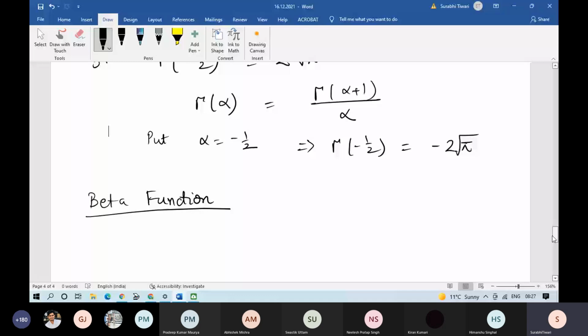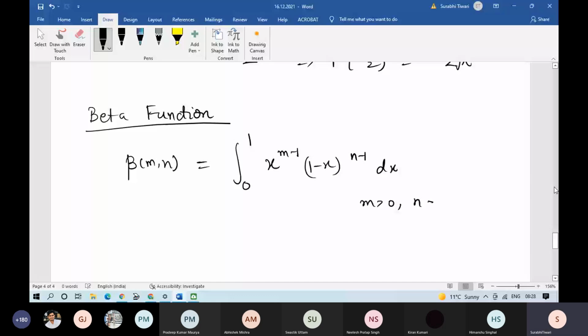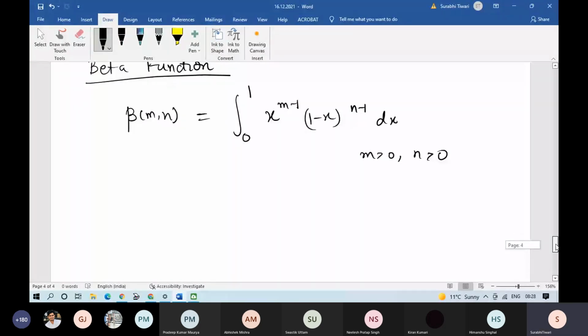Now coming to the beta function. Now what is a beta function? Beta function we write in the form of beta m,n is equal to integral 0 to 1 x to the power of m minus 1, 1 minus x to the power n minus 1 dx, where m is positive, n is positive. Now this is a beta function. Now we have to discuss the convergence of this beta function. Now again this beta function is used in the evaluation of integrals.